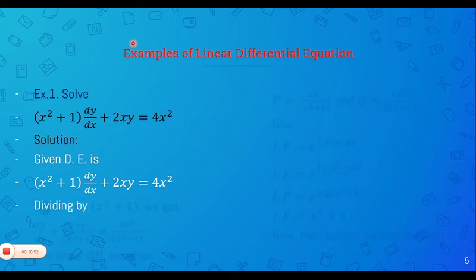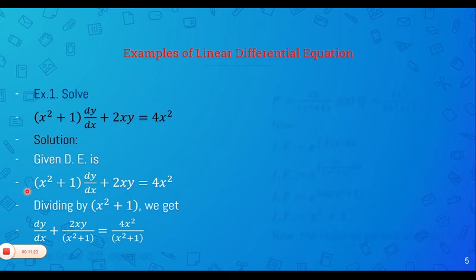Now dividing by x square plus 1, we get, why are we dividing by x square plus 1? Because for the linear differential equation, the coefficient of the differential coefficient dy by dx must be 1. So it is not a 1. Therefore, to get the coefficient 1, we are dividing by x square plus 1. Therefore, we will get dy by dx plus 2xy divided by x square plus 1 is equal to 4x square divided by x square plus 1.